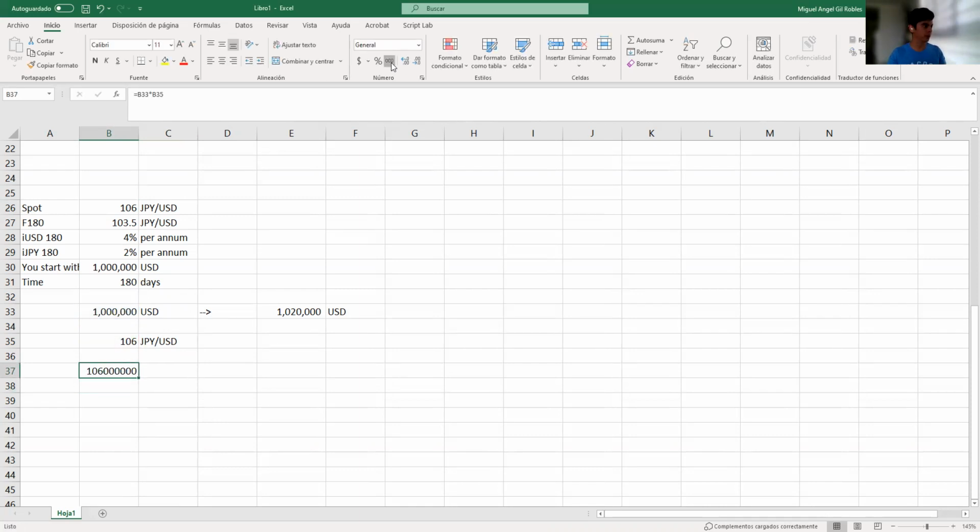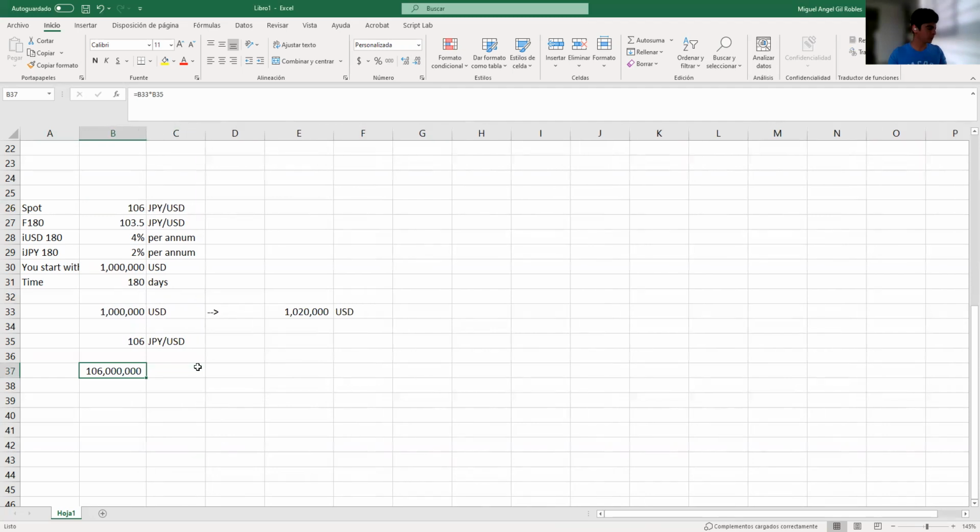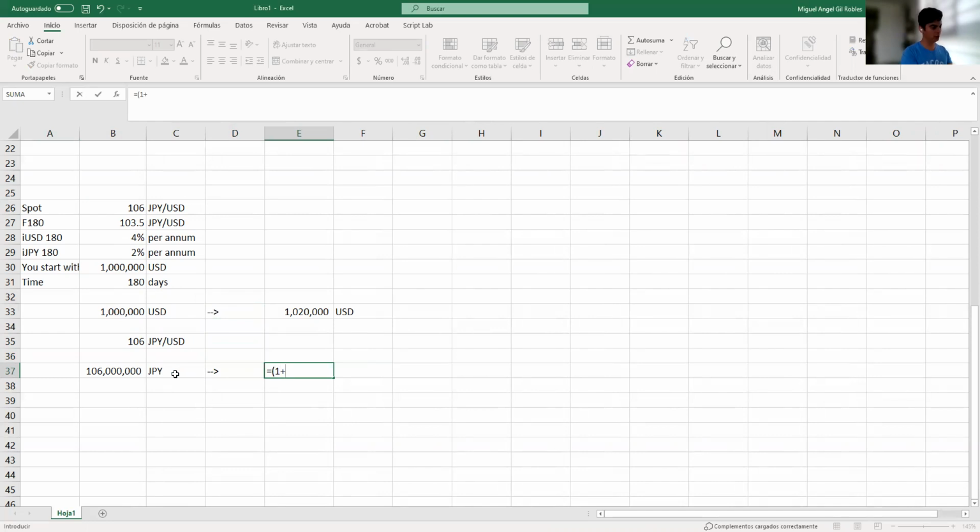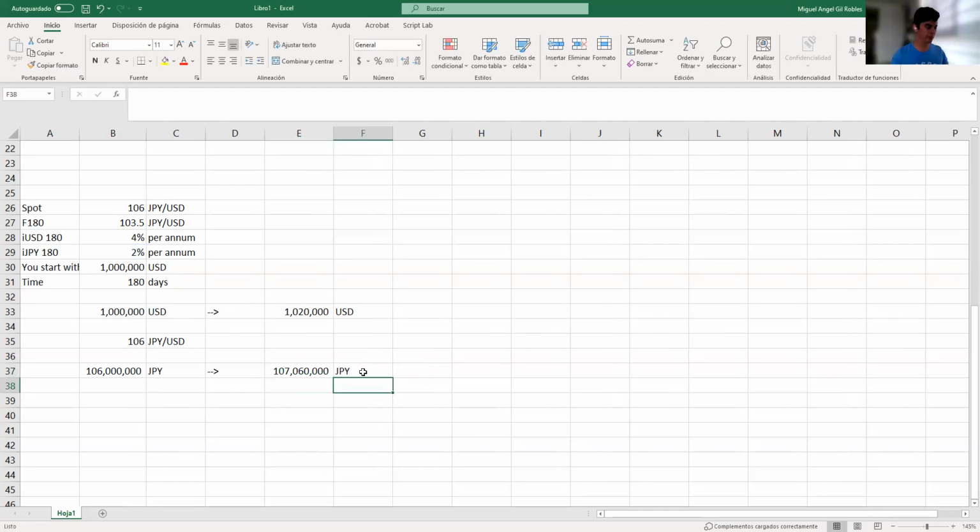So in the end, you have 106 million Japanese yen. And then you need to invest the yen, right? So we need to do the same thing that we did on top, but with the Japanese interest rate. So we have this interest rate times days over 360. We close the brackets and then we multiply times 160, 106. And this is the amount of yen that we have at the end, okay? This is the amount of money that we have in the end.